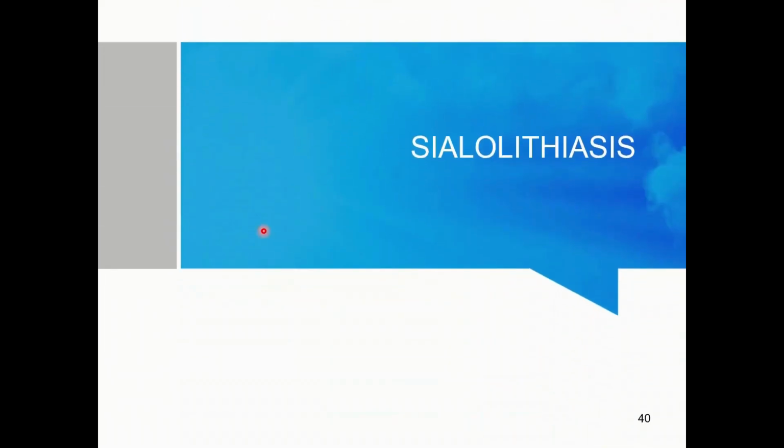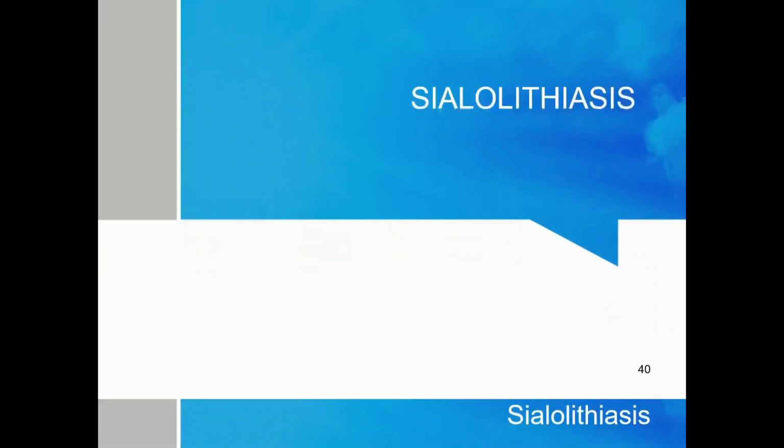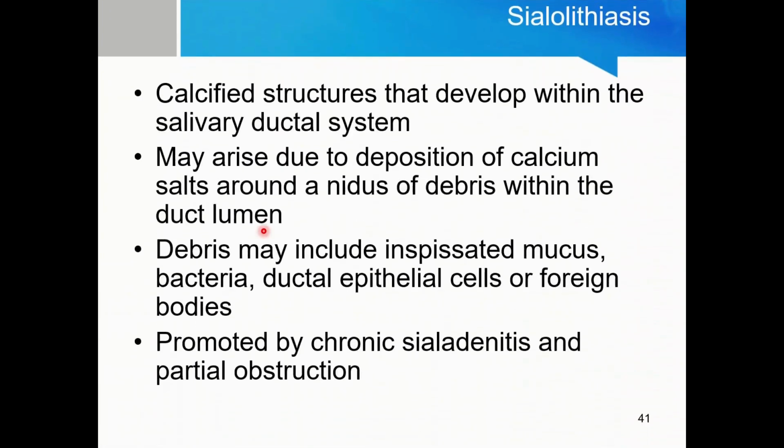Now, if you look at the term sialolithiasis, sialo suggests that it has something to do with the salivary gland, and lithiasis suggests stone. So basically, stone in the salivary gland, or it can also be stone in the salivary gland duct. So stones can be seen in the duct as well as the gland. So we'll go into detail regarding sialolithiasis.